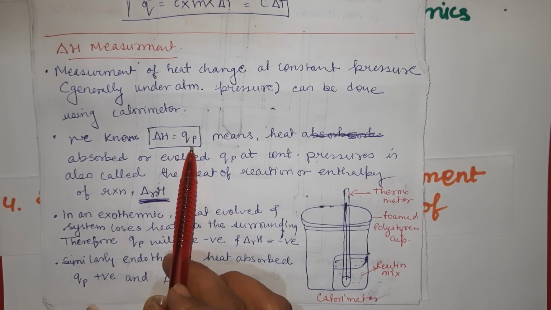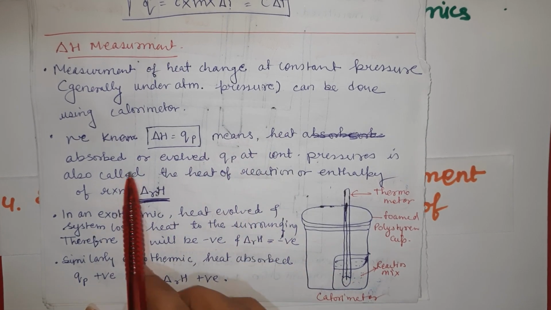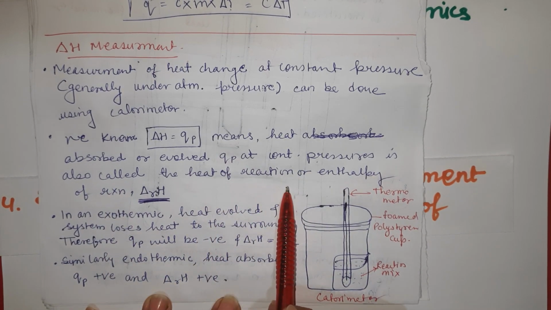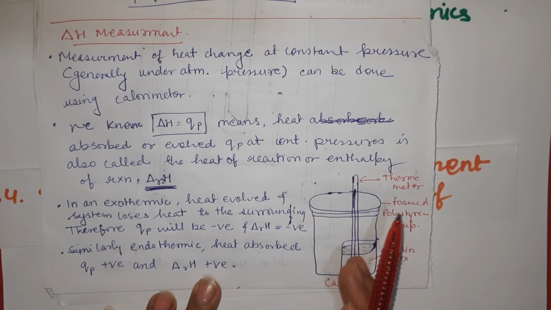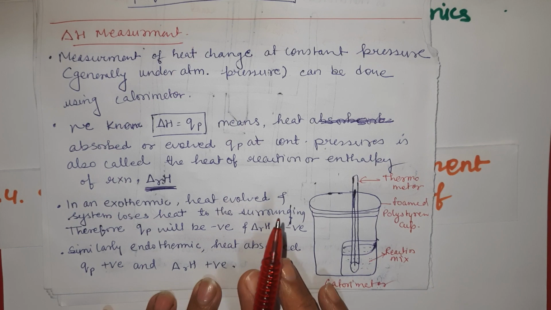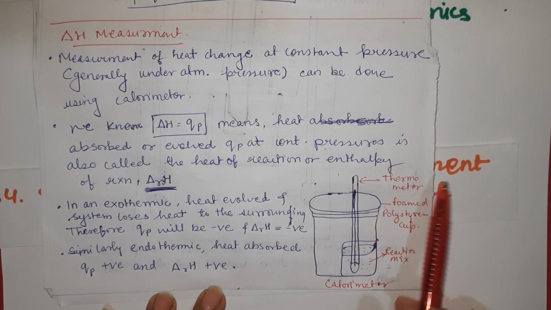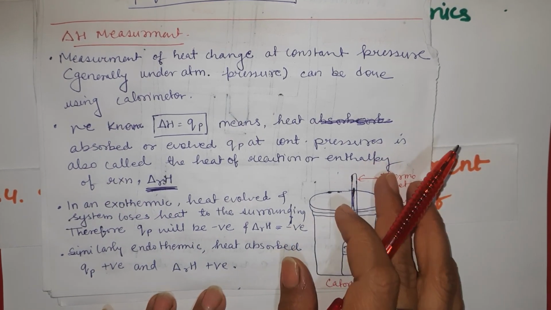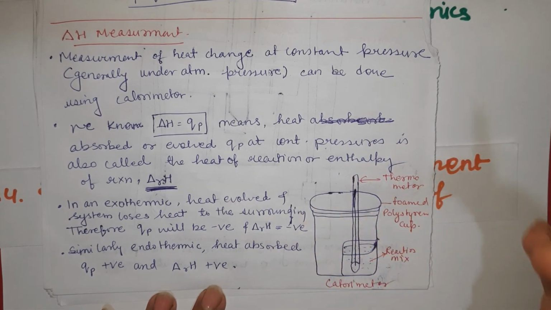We know delta H is equal to QP, the heat change under constant pressure, meaning heat absorbed or evolved. QP at constant pressure is also called the heat of reaction or enthalpy of reaction. So delta H is equal to QP, the enthalpy change under constant pressure. Here the constant pressure is the atmospheric pressure because the system is an open system.